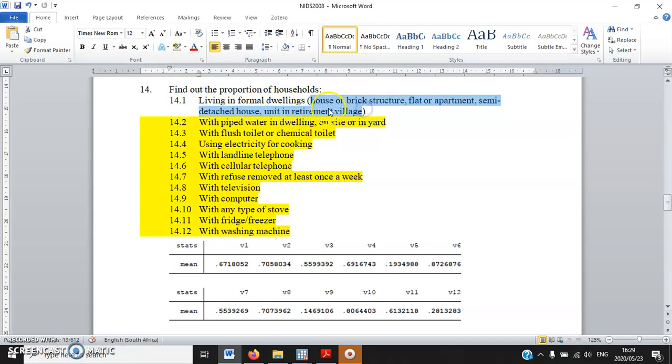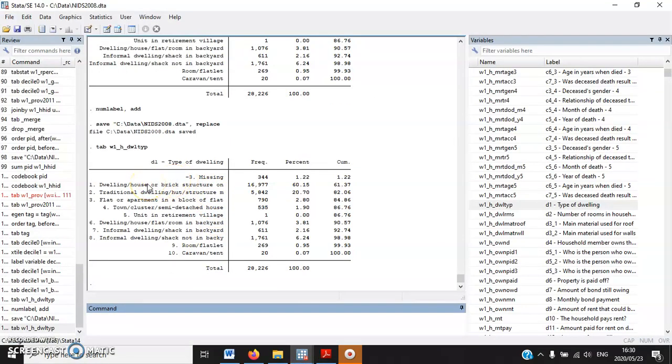Formal dwelling stands for a structure, house or brick structure, flat or apartment, semi-detached house, unit in retirement village. If we look at the categories, if the dwelling type answer is either 1 or 3 or 4 or 5, then it is formal dwelling. So let's generate a dummy. Generate v1 equals 1 if dwelling type equals 1, or, I hope you still remember how to type the or command using the shift key and the vertical line key, or dwelling type equals 3, or dwelling type equals 4, or dwelling type equals 5. It stands for the people who live in formal housing or formal dwelling.